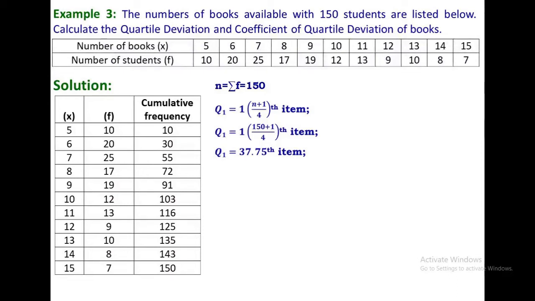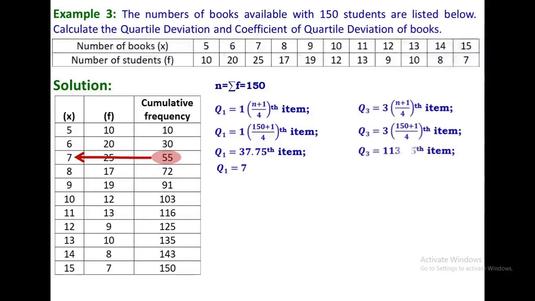37.75th item. And here we can see that 55 is the cumulative frequency in which this item will lie, and corresponding to this we can see that the number is 7. So the quartile 1 value will be 7. In the same manner, we can also calculate quartile 3, which will be equivalent to the (3 × (150 + 1)/4)th item, or 113.25th item, which will lie in 116 in the cumulative frequency column. Corresponding to this, we can find out that quartile 3 will be 11 for this data set.